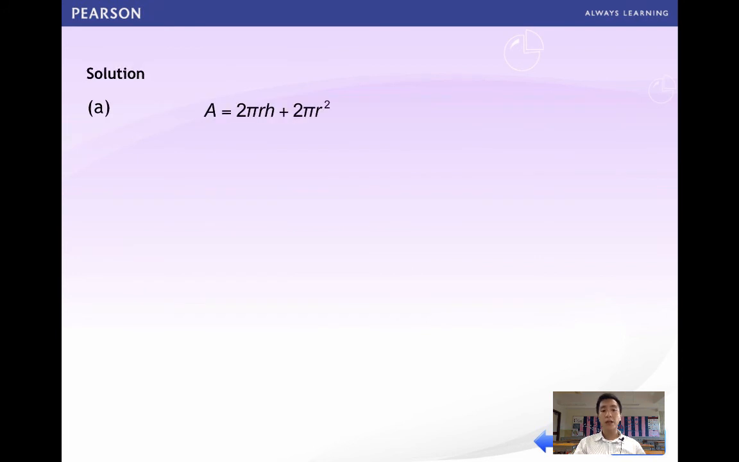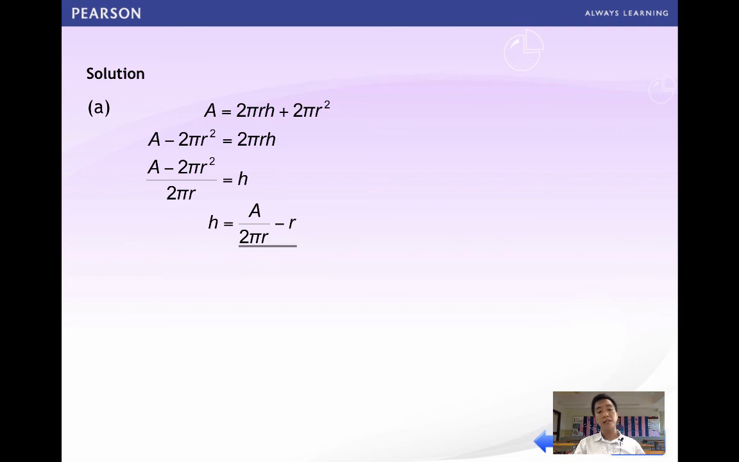So the original formula is this. First, we try to transpose the plus 2 pi r squared to the left-hand side. And then we divide both sides by 2 pi r. So we get h equals this. So we can put h on the left-hand side, and then we can do simplification. We can get h equals to A divided by 2 pi r, minus r. So this is the answer for part A.